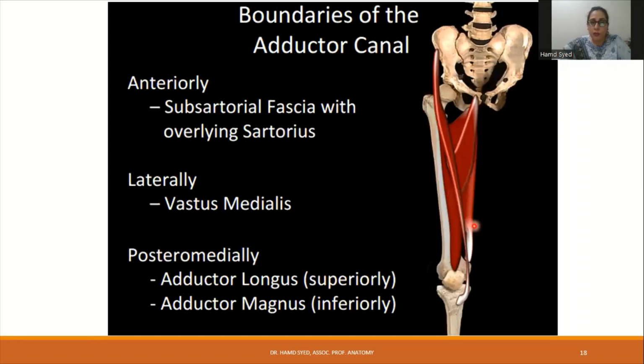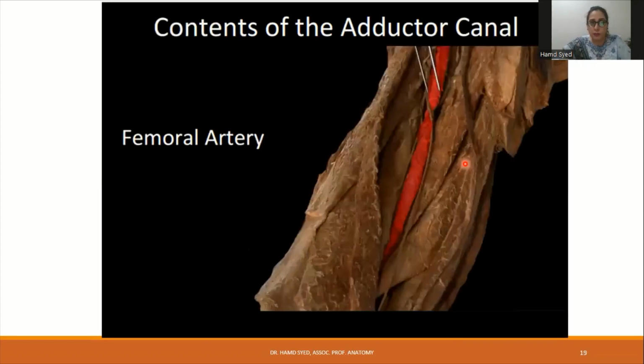Now we can summarize the boundaries which are visible over here. Anteriorly, you've got the sartorius muscle. Laterally over here is the vastus medialis. And medially over here are the adductor longus superiorly and adductor magnus inferiorly. These are the boundaries of the adductor canal.